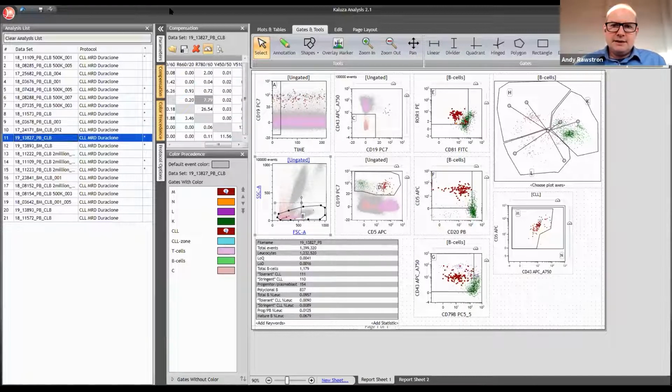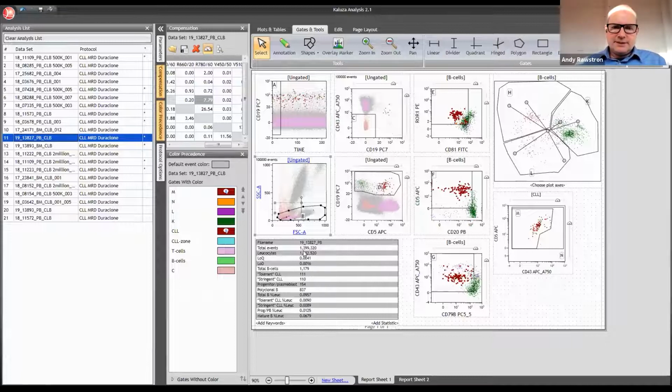Hopefully in here, you can see that there's some CLL cells. They look reasonably convincing. And you've possibly got some plasmablasts. It does look like there's some normal B cells there. And the reason for showing this one is that this is right at the limit of the 0.01% detection that would be required for a clinical trial.